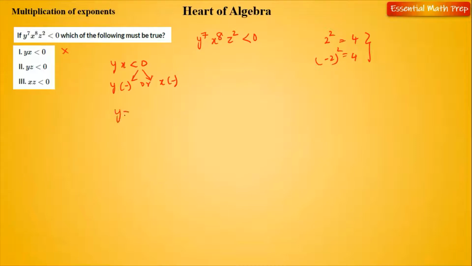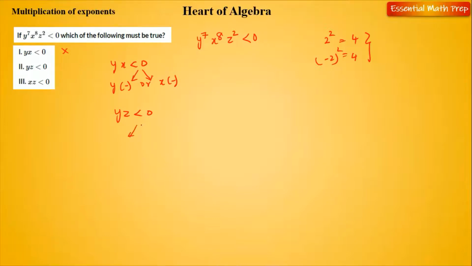Similarly, yz is less than 0. Why? Because if x is negative, it makes no difference. The rest of the two terms are positive. The whole thing is greater than 0 because a negative raised to the power a is positive. So we can't have a number that's less than 0.